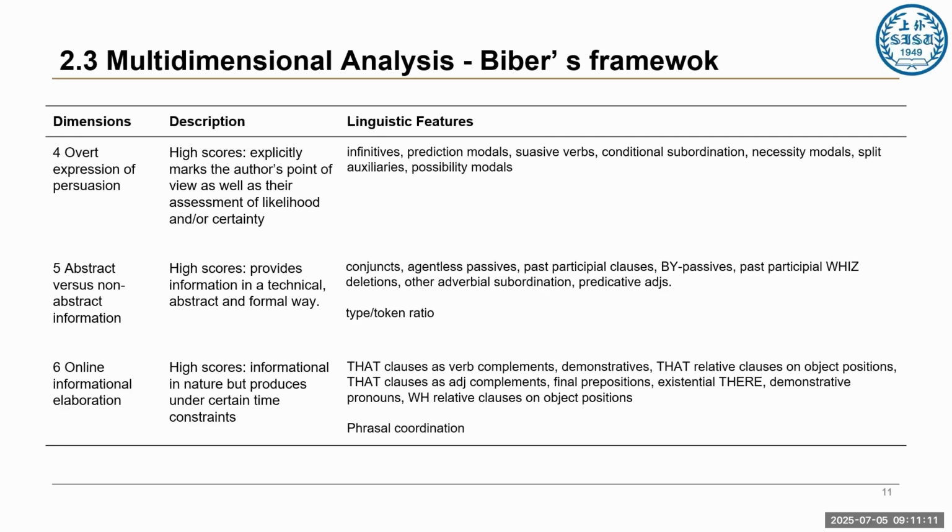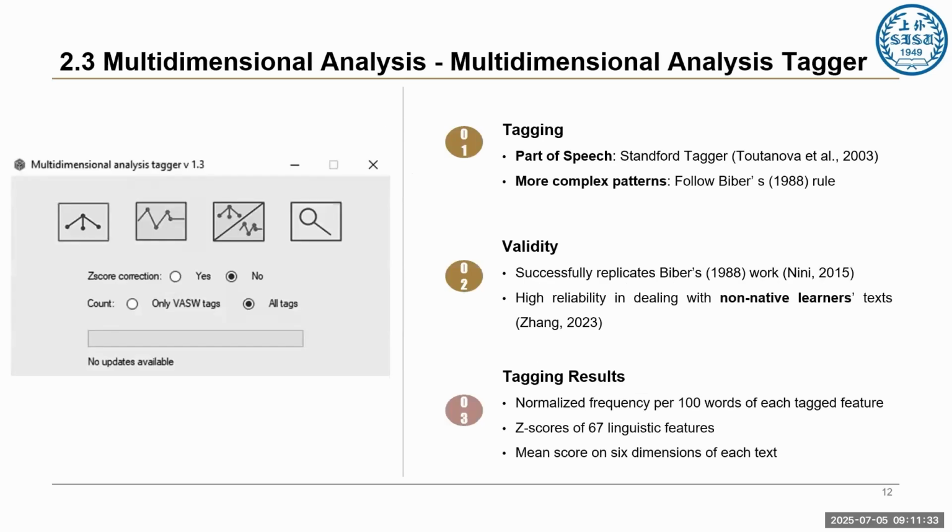On dimension 5, it's abstract versus non-abstract information. A higher score means providing more information in a technical, abstract, and formal way. This last one is online informational elaboration. So if it gets a higher score, then it is informational in nature, but produced under certain time constraints.